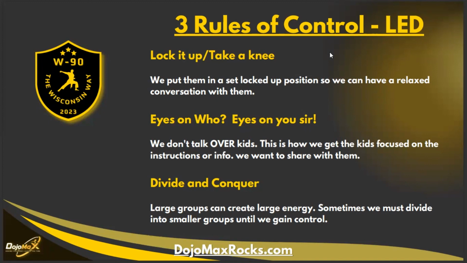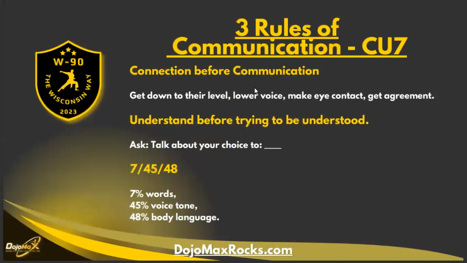If you're only one instructor, the way that I've done it before is break them up into 3 groups, sometimes even 4, on all 4 sides of the wall. Group 1, jump up, have them do a drill, sit down, next one up, and keep them moving so fast. We've got some other systems we do with that. So those are our 3 rules of control. Lock it up, take a knee, eyes on who? Eyes on you, and divide and conquer. Man, you start getting those in there, it's going to make a difference.